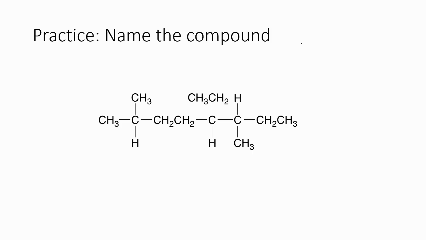Let's talk through this one. So I like to start with our parent hydrocarbon. So what is the longest chain hydrocarbon? 8. Okay, and so what would that be called? Okay, so our parent hydrocarbon is octane. Good. Okay, and then where should we start numbering? Should we start numbering over here or over there?